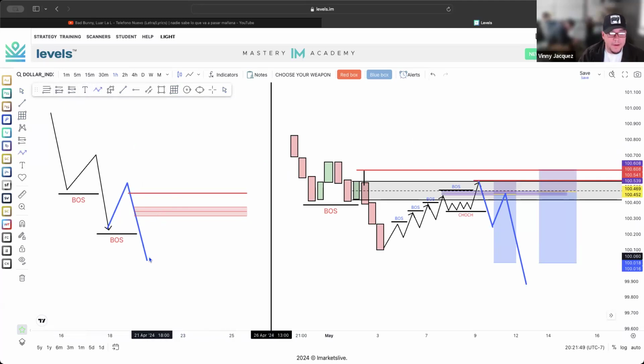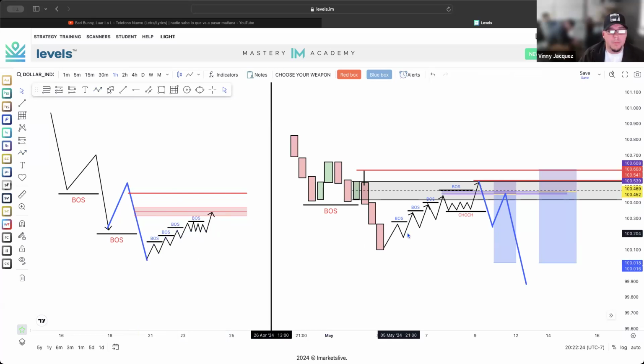And I identify the market structure. Higher high, higher low, higher high, higher low, higher high, higher low, higher high, higher low. Consolidations happening. We get one more break of structure. Now we need to mark this up. BOS to the upside. BOS to the upside. BOS to the upside. Now with this last push up, this gave us one last BOS to the upside.